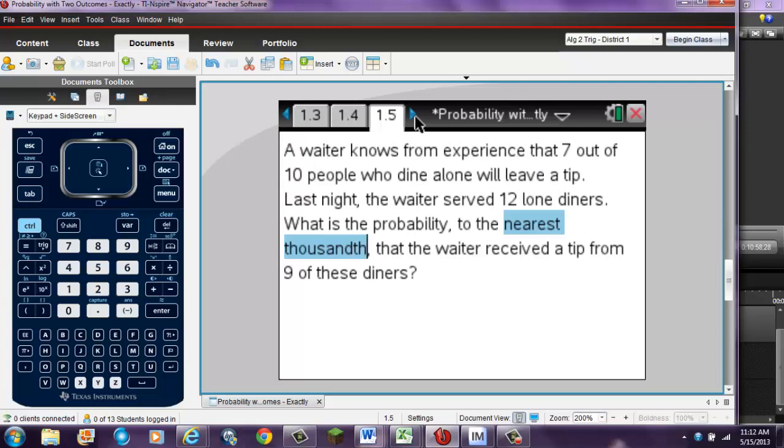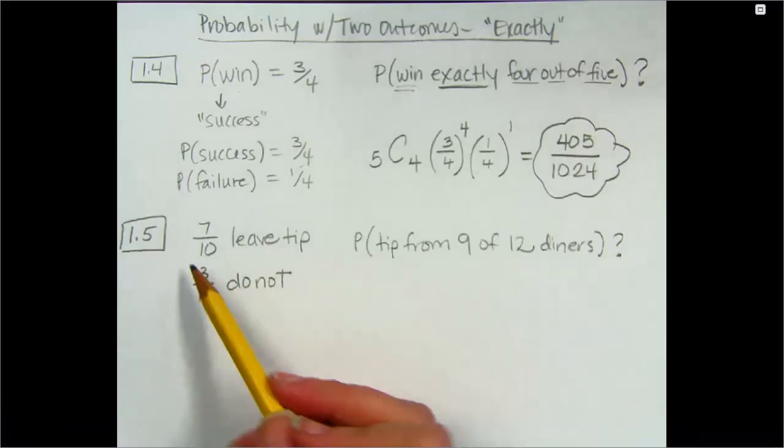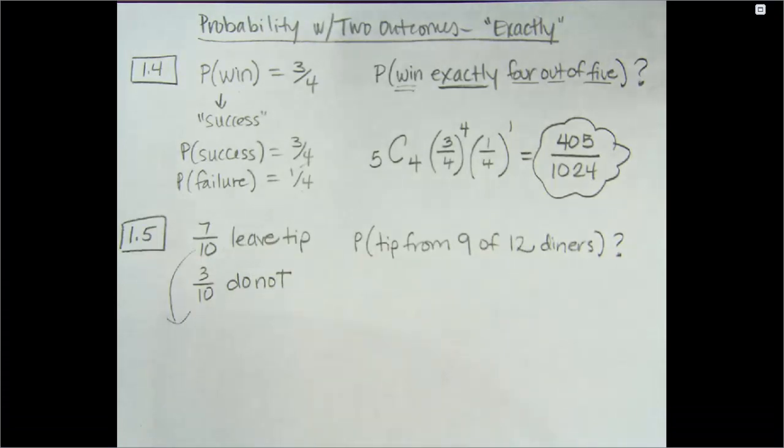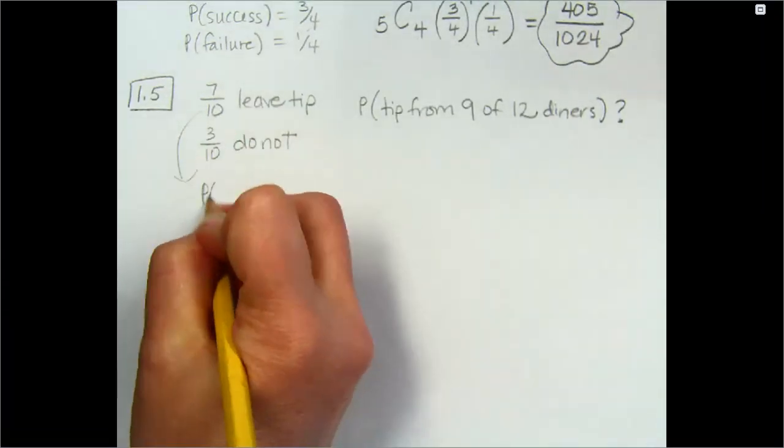On page 1-5, a waiter knows from experience that 7 out of 10 people who dine will leave a tip. Last night he served 12 lone diners. What's the probability to the nearest thousandth that he will receive a tip from 9 of those 12 diners? So 7 out of 10 leave a tip. That's my probability of success. I'm talking about people who leave a tip.